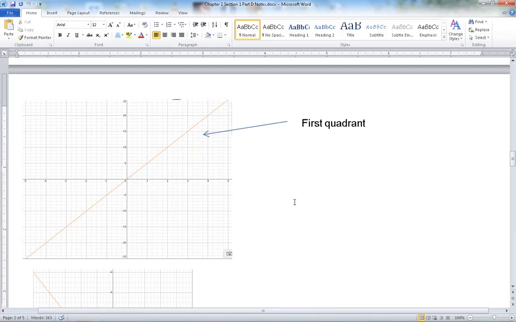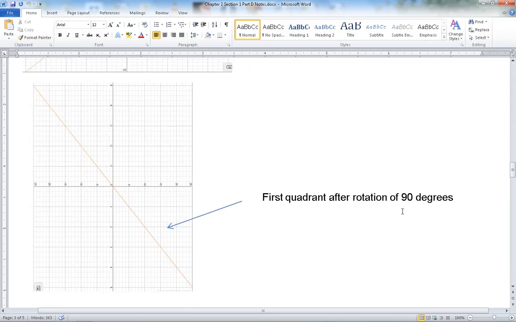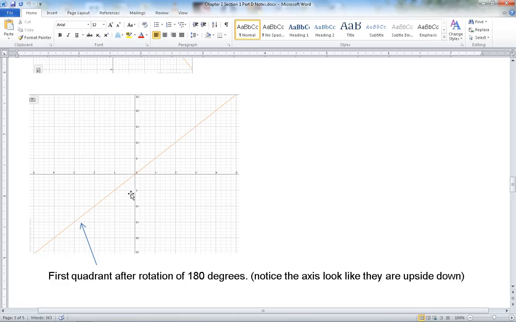Okay, so what we're going to do is take the part in the first quadrant here and we're going to rotate it. After I rotate it just a quarter of a turn, or 90 degrees, notice the y-axis is now going side to side here and the x-axis has been rotated here. Now let's rotate it another 90 degrees. Now the y-axis is positive down here, notice.